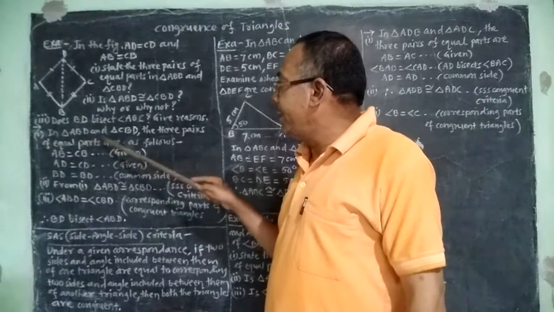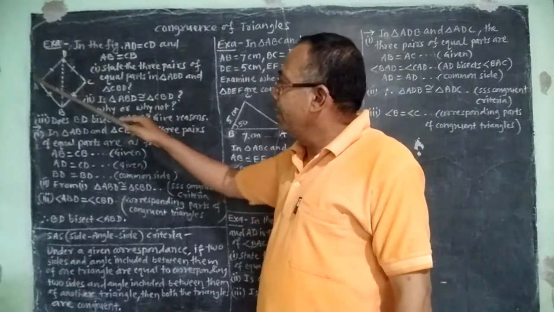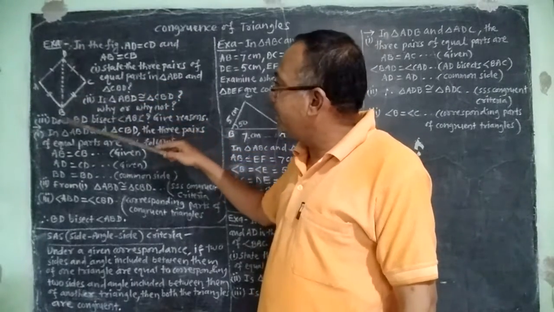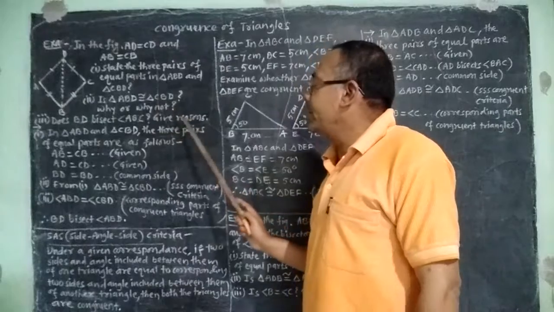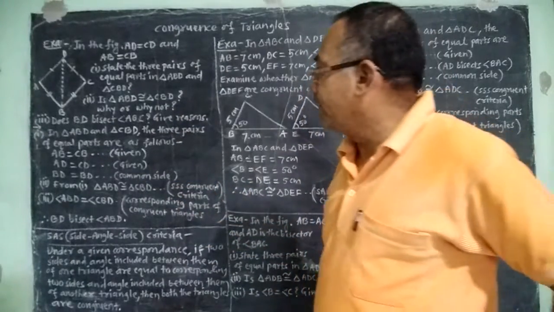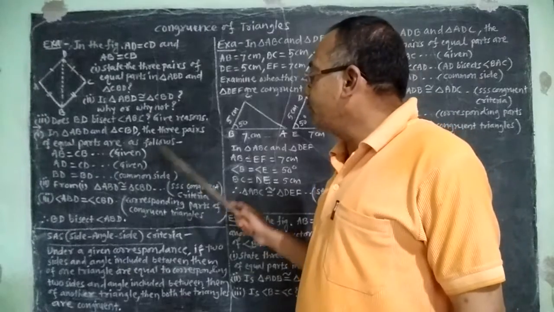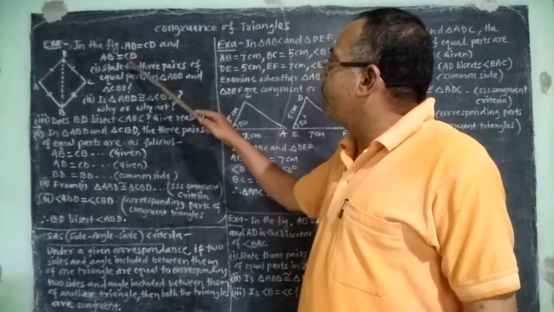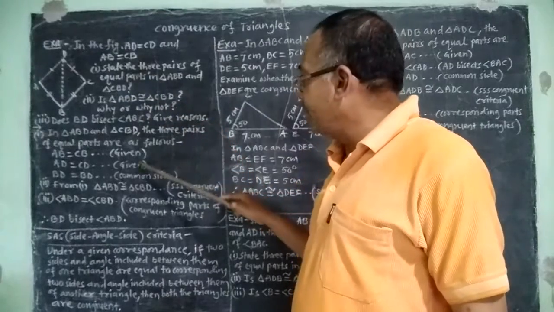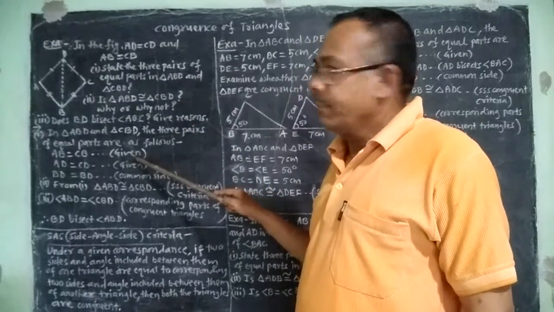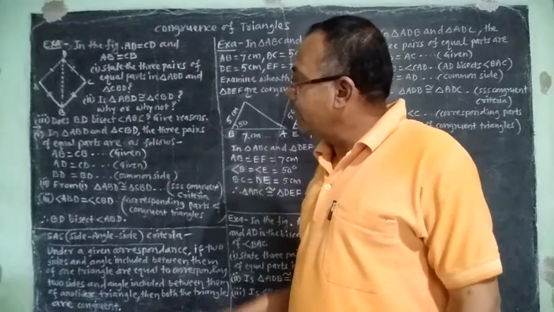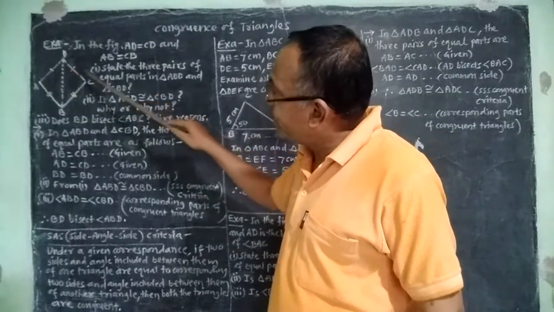In triangle ABD and triangle CBD, the three pairs of equal parts are as follows. AB equal to CB, it is given in the question, so I have written here 'given'. Then AD is equal to CD. Also it is given that AD equals CD.